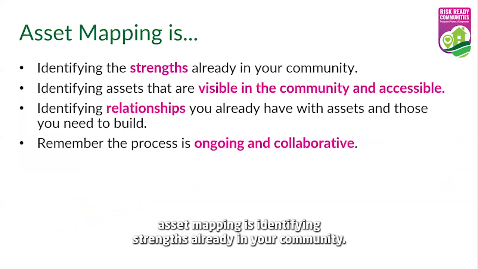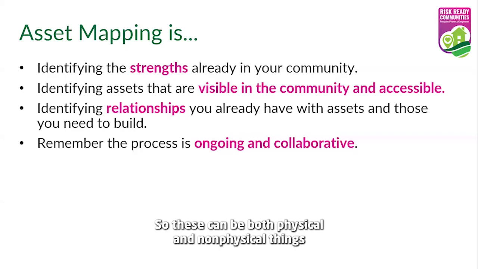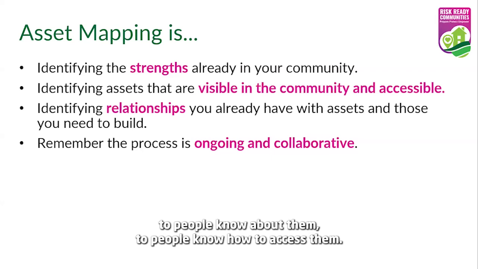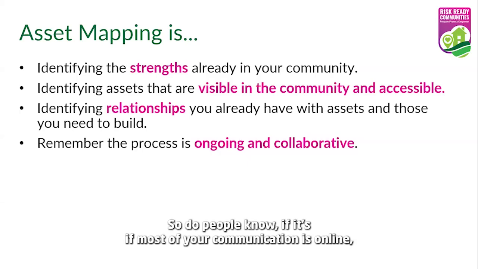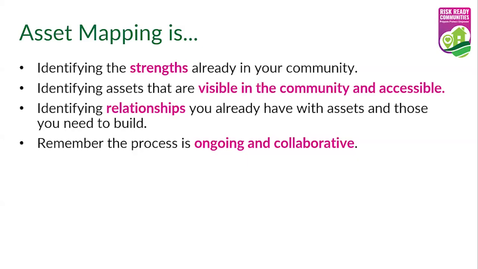Sorry. So, asset mapping is identifying the strengths already in your community. These can be both physical and non-physical things, such as communication or spaces and buildings. When identifying your assets, are they visible in the community? Do people know about them? Do people know how to access them? This can be, again, physical or non-physical. So, if most of your communication is online, have you got a way of bringing it offline for those who might not be online?